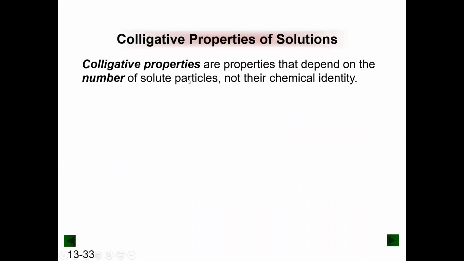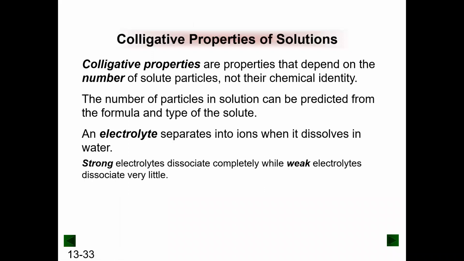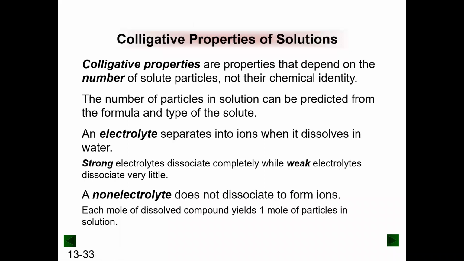So now we're going to move on to the next part. This is called colligative properties. Okay. Number one thing you need to know about colligative properties. It is based on the number of solute particles, not what we have, but how much of it we have. So the more solute particles we have, the more effective the colligative property is.